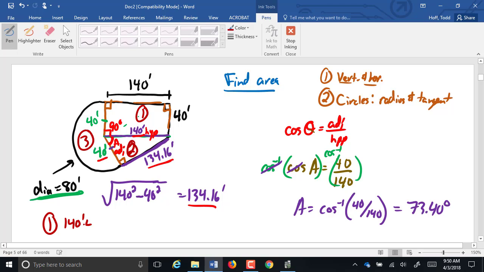Yeah, 140 times 40, which is 5,600 square feet. Look right?